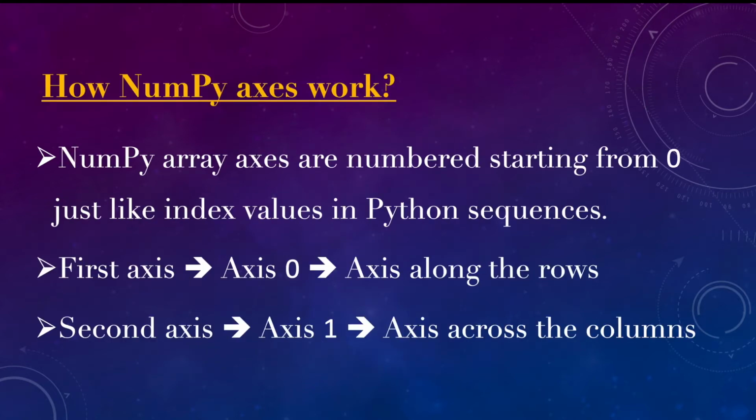So in a nutshell, the axes in NumPy arrays are numbered starting from 0, just like the index values for Python sequences like lists and tuples. The values in the sequence have an index associated with them. So the first axis, that is the axis 0, is the axis along the rows, and the second axis, that is the axis 1, is the axis across the columns.